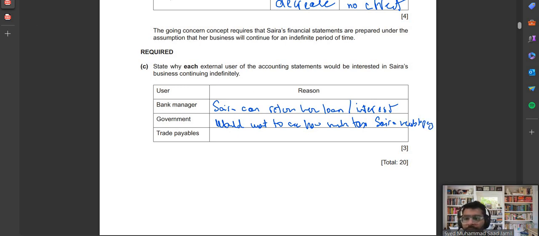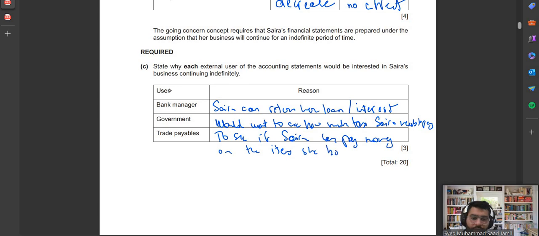Now trade payables. Who are trade payables? Trade payables are people to whom we owe money. They can be our suppliers. So again, trade payables would want to see if Syra can pay them their money back or not. To see if Syra can pay money on the items she bought. And trade payables would also want to see if they should allow more credit terms to Syra or not.